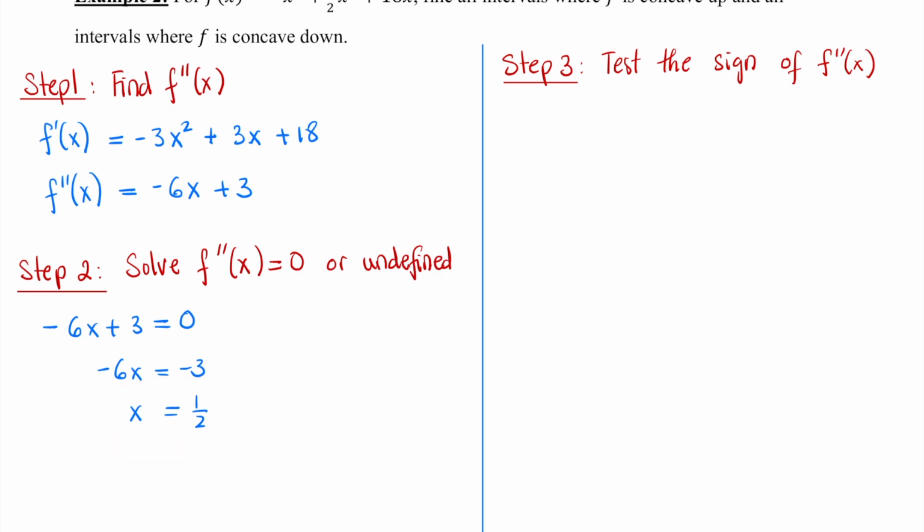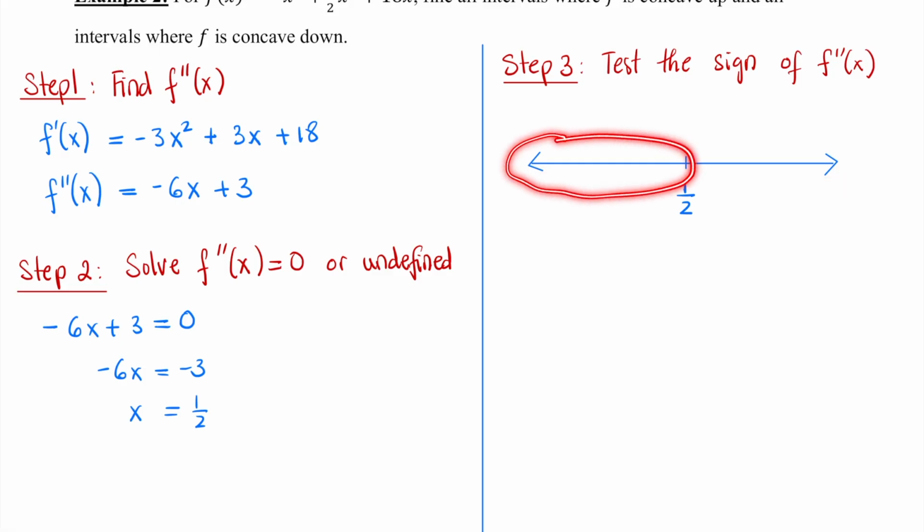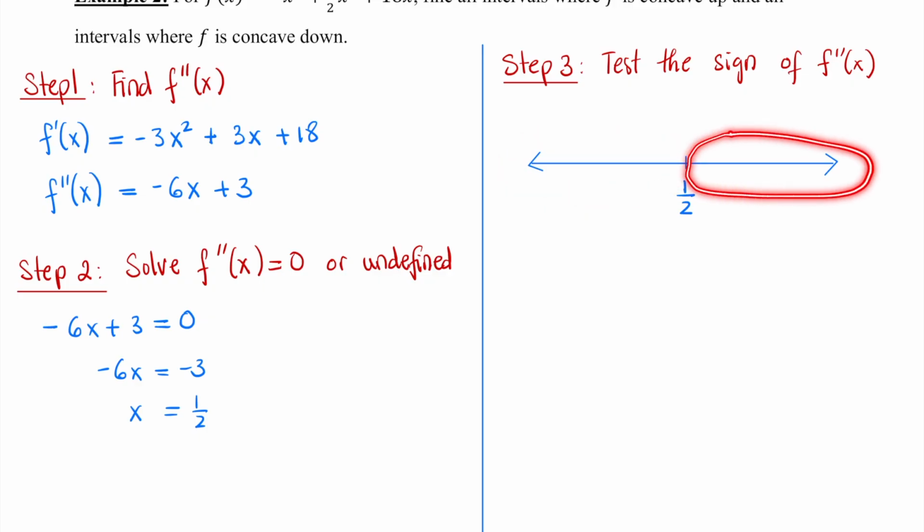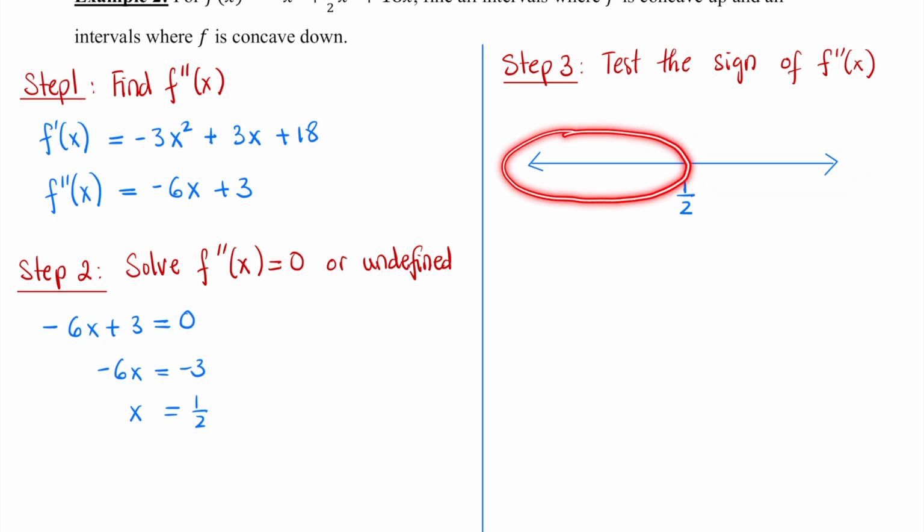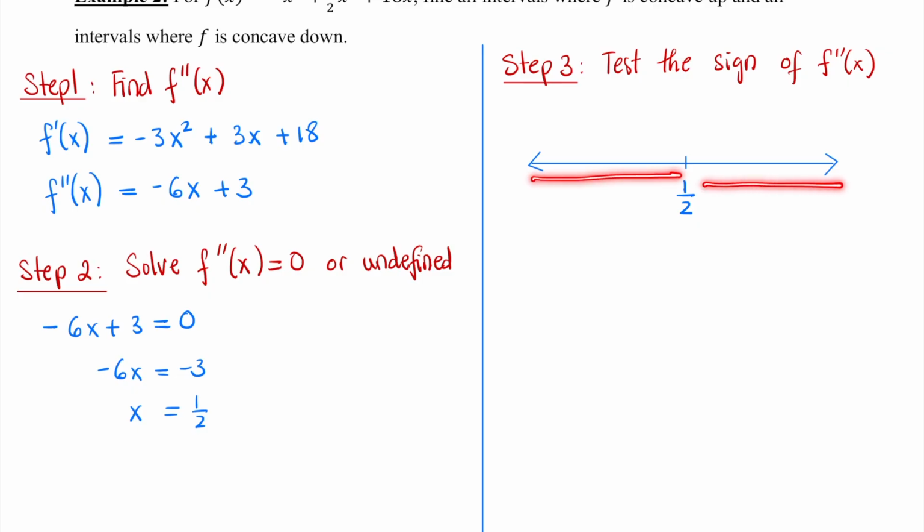So start with the number line. And I am going to place 1/2 on my number line. 1/2 splits the number line into two different intervals. This first interval is from negative infinity to 1/2, and this second interval is from 1/2 to infinity. We want to know if f double prime is positive or negative here, and if f double prime is positive or negative here. So we need to pick a value in each interval and test the sign.